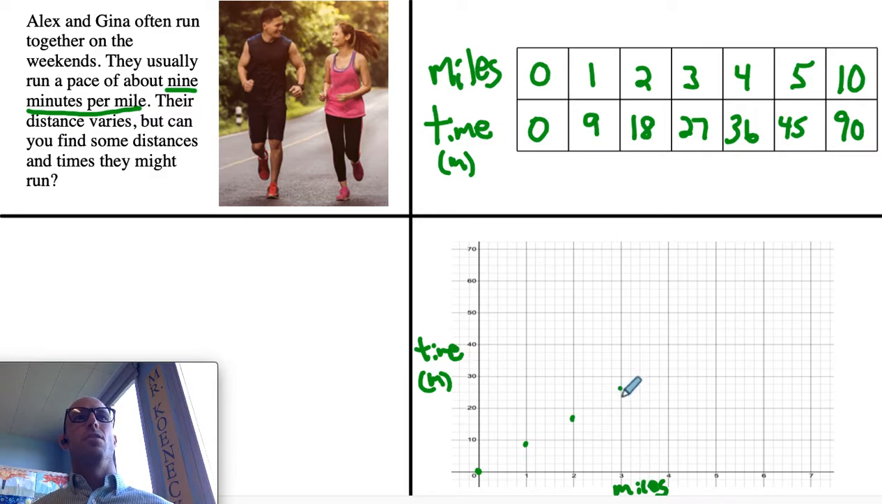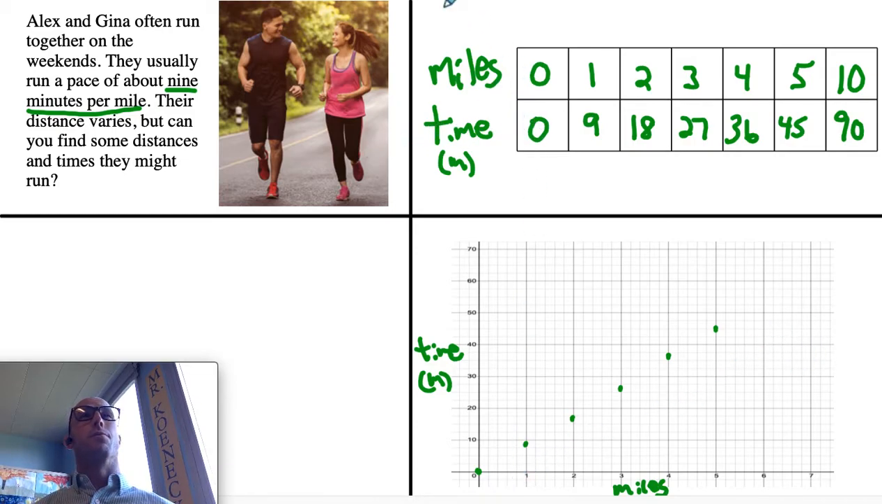3. I'm just going to use the same data from my table, obviously, and I'm going to build my graph. That's the big connection between these two. And then 10, 90, I can't get 10, 90 on this graph. Not big enough. That's okay.